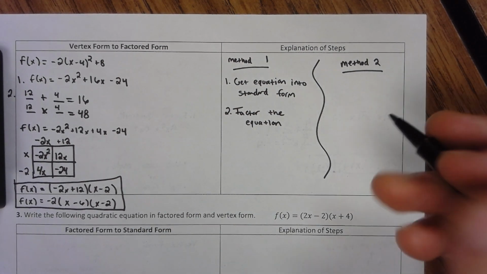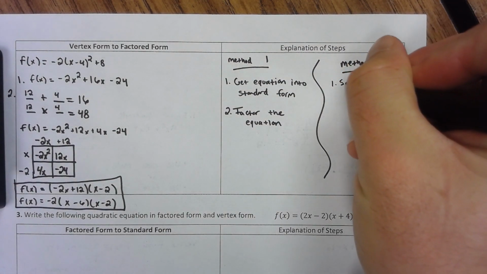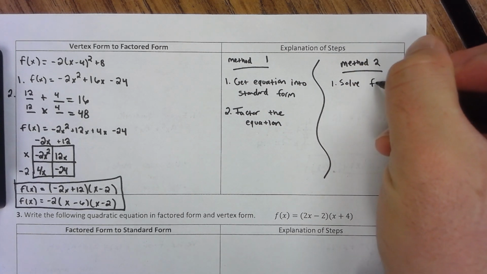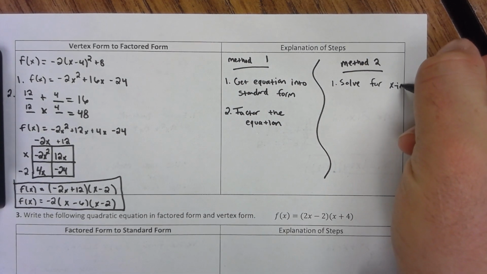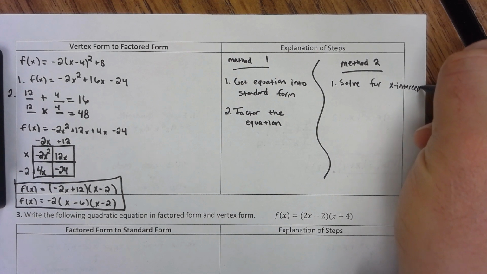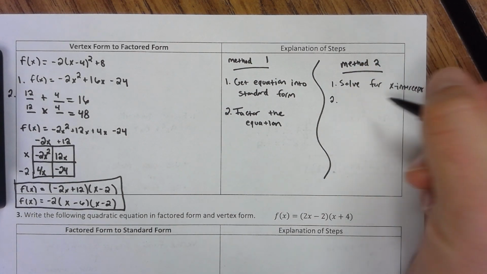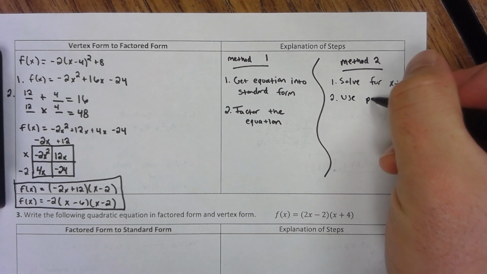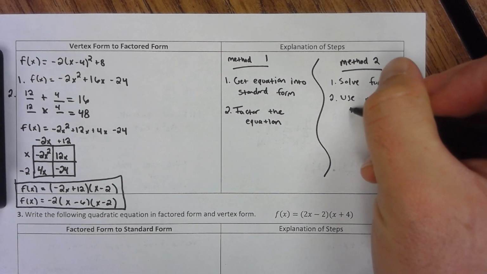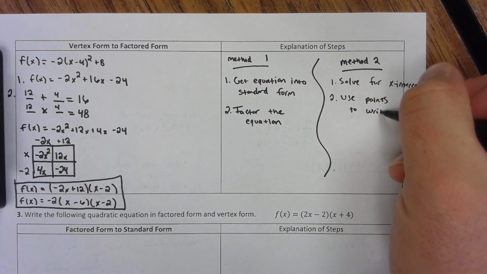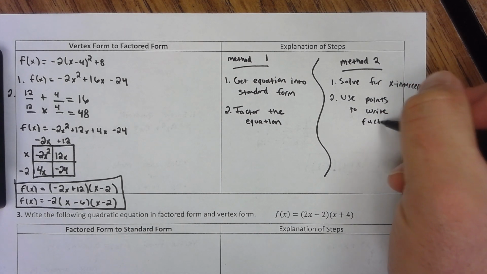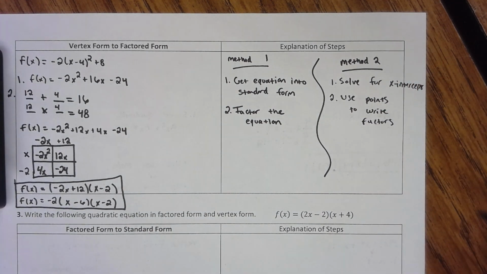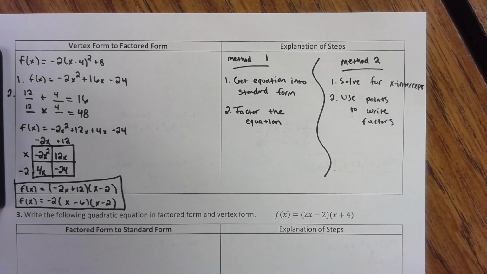But the other thing that we could do is solve for the x-intercepts, and then use those points to write the factors. And what I mean by that, let's see, what does this end up being?